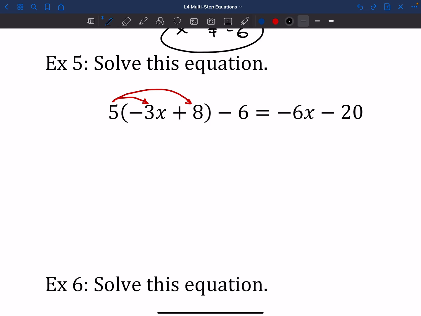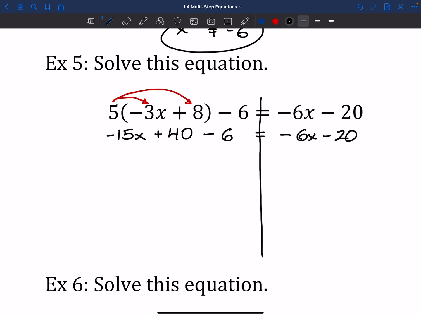All right, so over here on the left-hand side, 5 times negative 3x is negative 15, and the x hangs on. 5 times 8 is 40. Still got that minus 6. We got an equal sign, and then the right-hand side stays the same. I haven't changed anything over there.